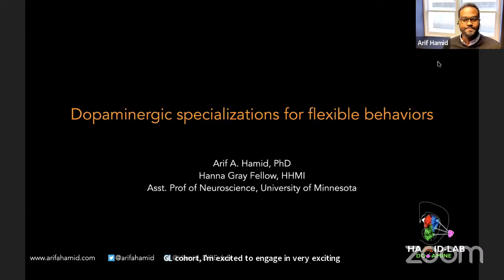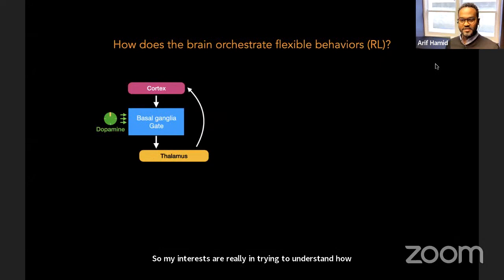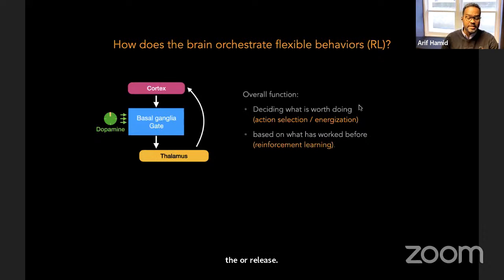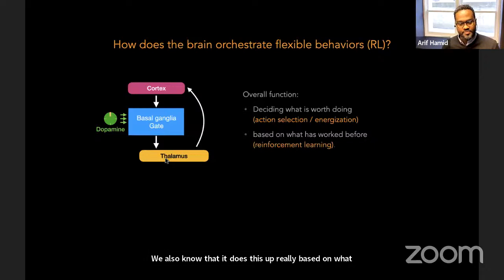So my interests are really in trying to understand how the brain orchestrates adaptive and flexible behaviors in the context of reinforcement learning and decision-making, and really trying to understand this cortico-basal ganglia thalamic circuit together with dopaminergic modulation. There is a really extensive literature that suggests that the overall function of this circuit is to plan and arbitrate among candidate options to really be able to decide what is worth doing and to further energize or release these candidate actions. We also know that it does this based on what has worked before, and the consensus is that this is a brain locus for reinforcement learning in the brain.